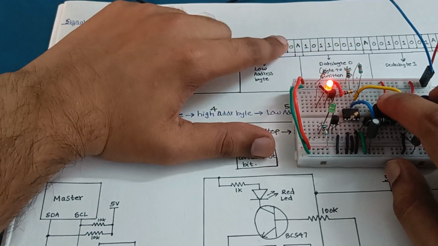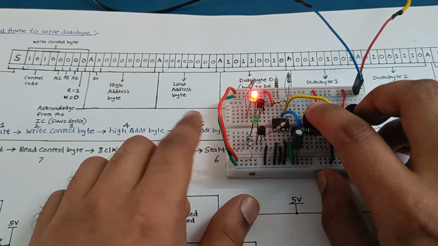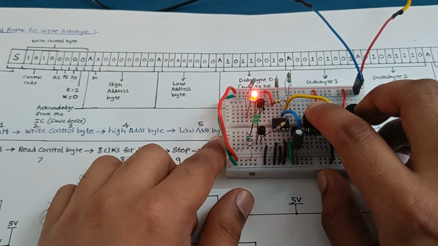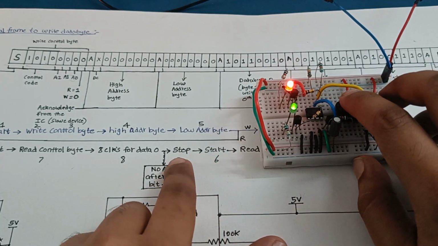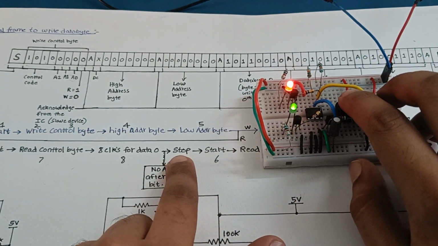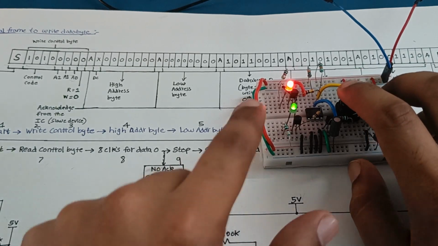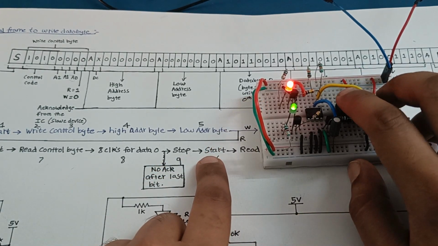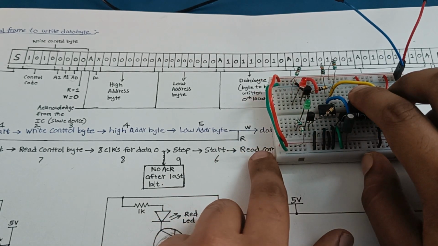So this data I got from the output, and now on the next clock both lines become high, and again I have to send the stop command. So this was the stop command, then again the start command, and I have to again send the read control byte.